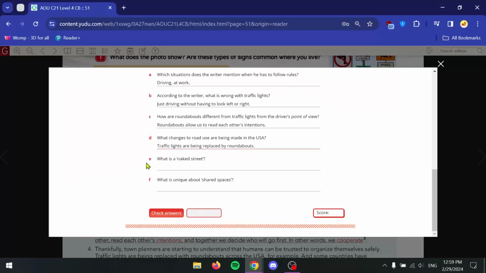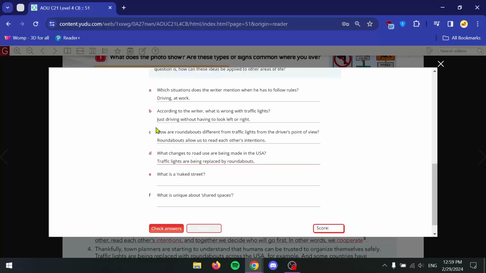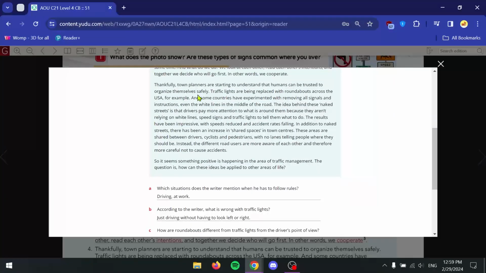E, what is a naked street? That's a very funny name. A naked street. Here it is.